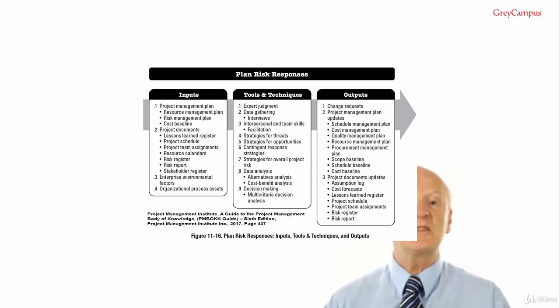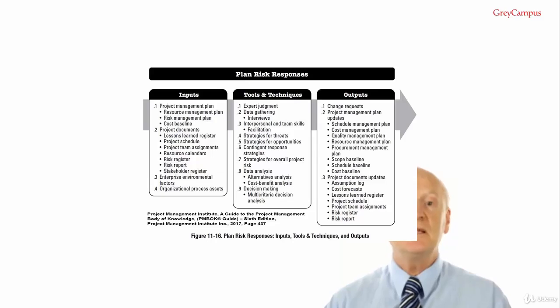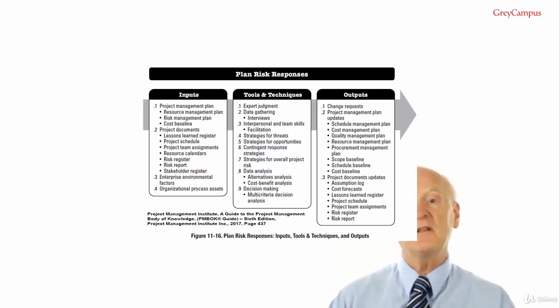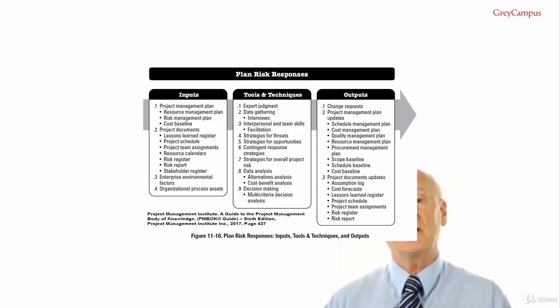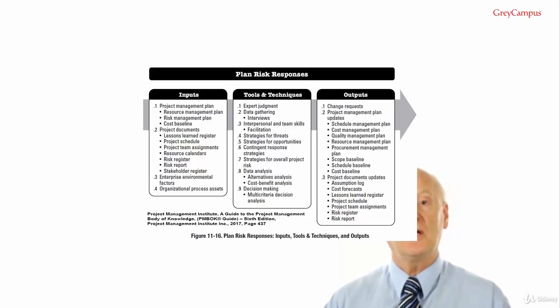Input number 2, project documents, which would include the lessons learned register, the project schedule, because then you'll see the agreed upon risk responses, you have to schedule those in. Project team assignments can show the resources that will be allocated to agreed upon risk responses. Resource calendars to identify the potential resources when they're available to be allocated to agreed upon risk responses. The risk register, because it contains details of individual project risks that have been identified and prioritized and for which risk responses are required, along with the name of the risk owner.